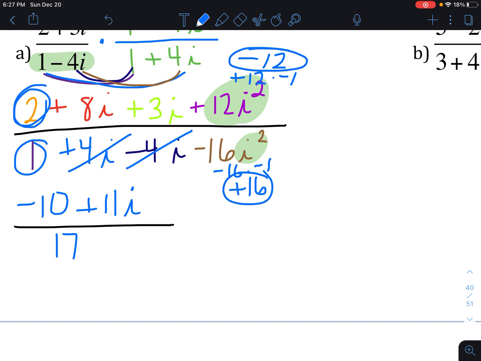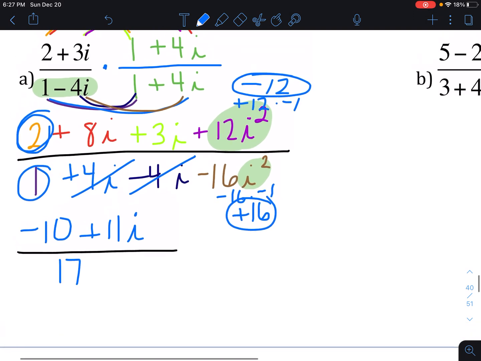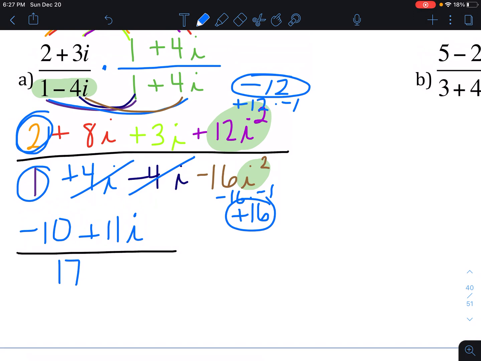So we're left with a fraction. Remember in the beginning of the problem, I told you the rule in math is we're not allowed to have imaginary numbers in the denominator. Now looking at our denominator, it only has a 17. It's a real number now. So we have accomplished our goal in this problem.